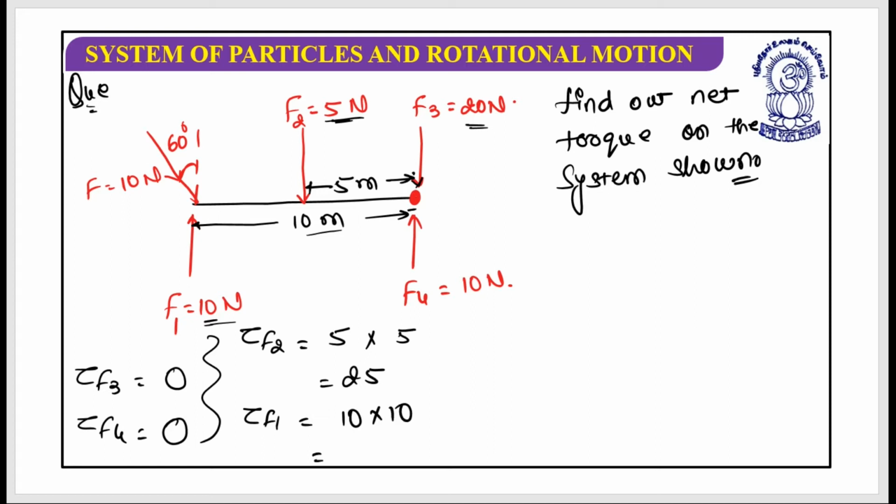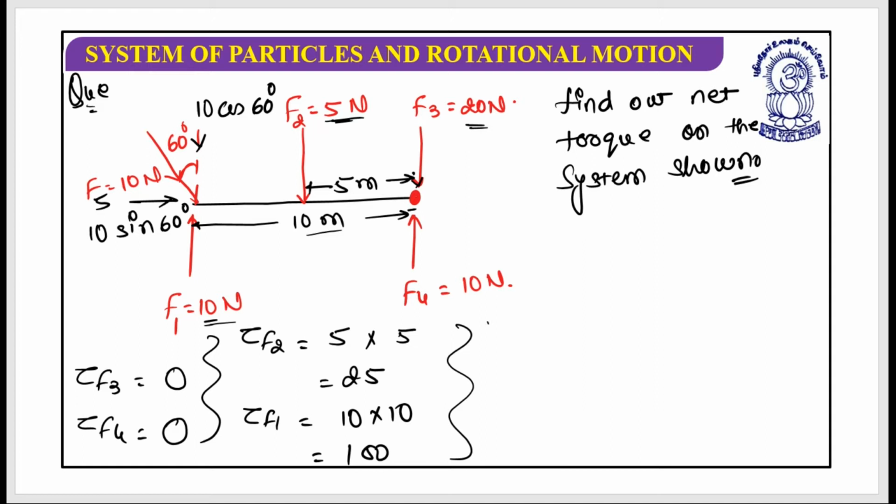It's a 10 into 10, which should be 100. I hope this is clear. And now last, it's F5. So this is 10 Newton. When I apply the force of 10 Newton, this could be written as 10 cos 60 degree. This is 10 sine 60 degree.